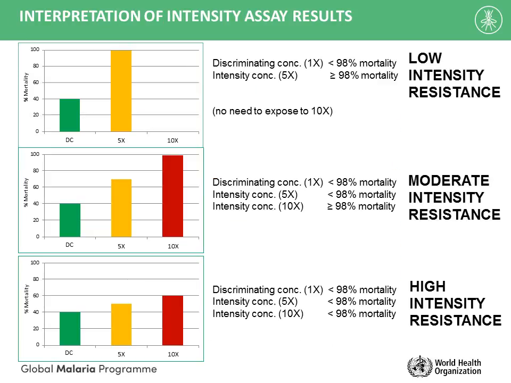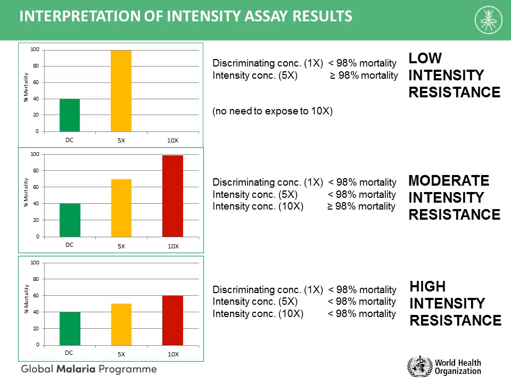This slide shows the interpretation of the results of the intensity assay. After finding resistance using the susceptibility assay, mosquitoes from the same locality are exposed to 5 times the discriminating concentration. If mortality is higher than 98%, this population has a low intensity resistance and there is no need to expose them to a higher level of concentration.